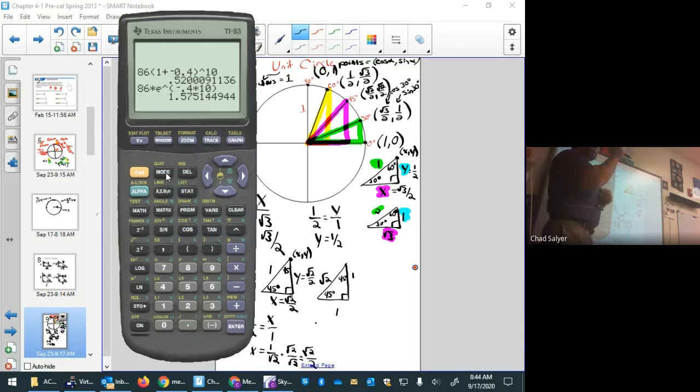You'll be changing that mode quite a bit for this chapter, by the way. You'll be going back and forth from degrees to radians. So be conscious of that.